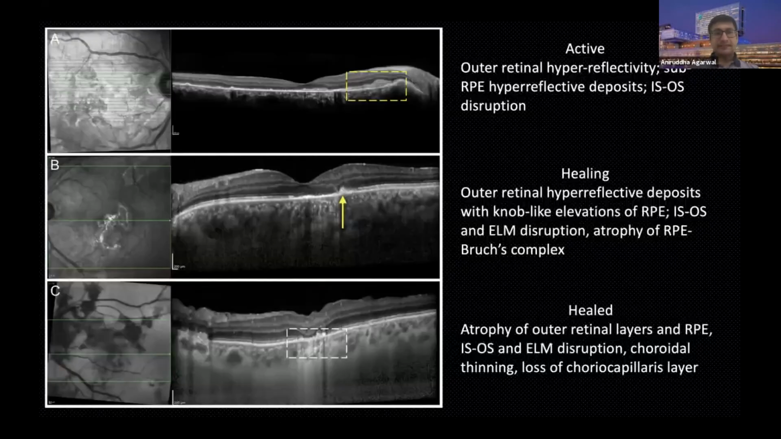Now, OCT in choroiditis is very useful because when the disease is active, it shows you that you have an involvement of the outer retinal layers. And when the disease heals, there is a knobbly elevation of the RPE. There is disruption of the inner and outer segments. And when the disease heals, you have atrophy of the outer retinal layers and the RPE.